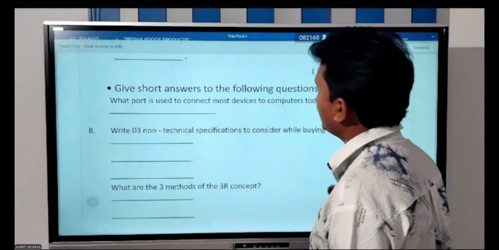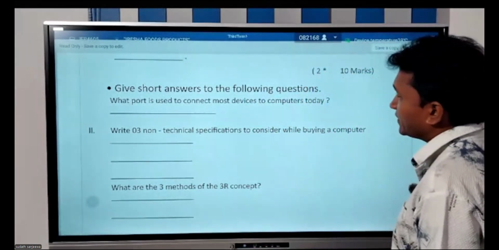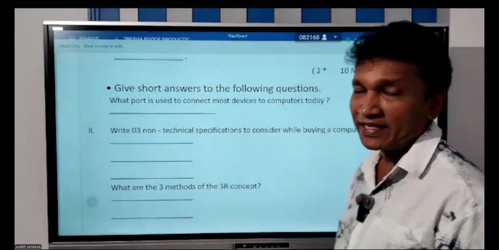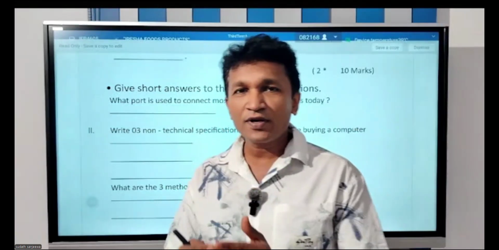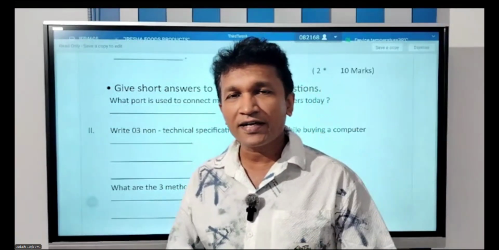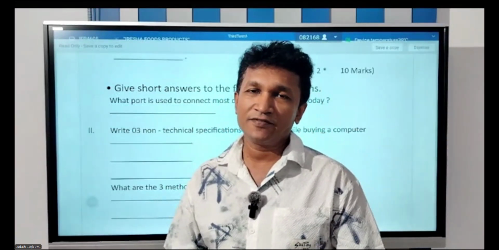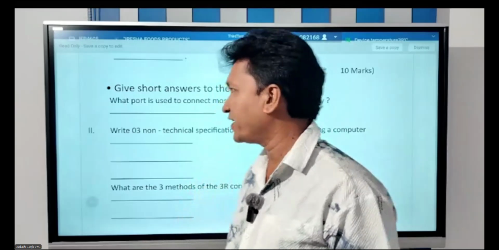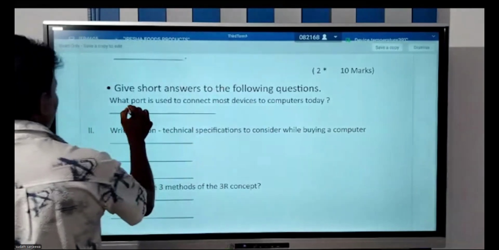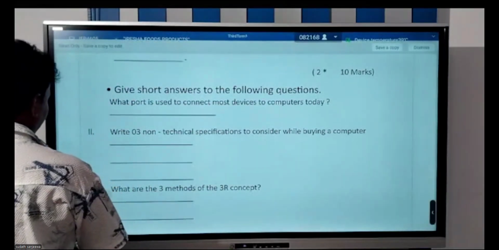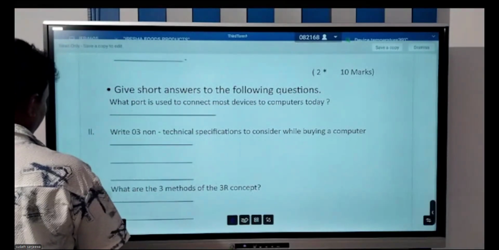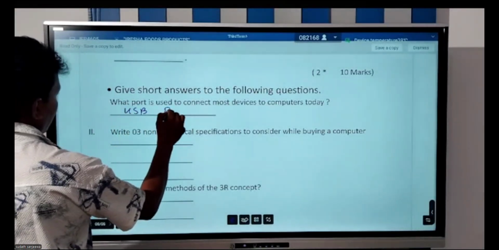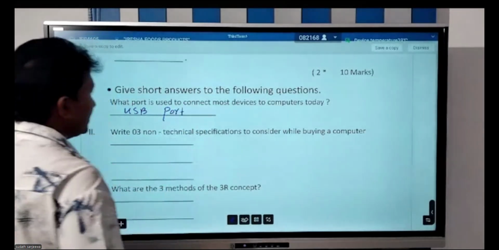Give short answers to the following questions. What port is used to connect most devices to the computer today? In today's world, which port is mostly used to connect devices to the computer? USB port. Yes, good.